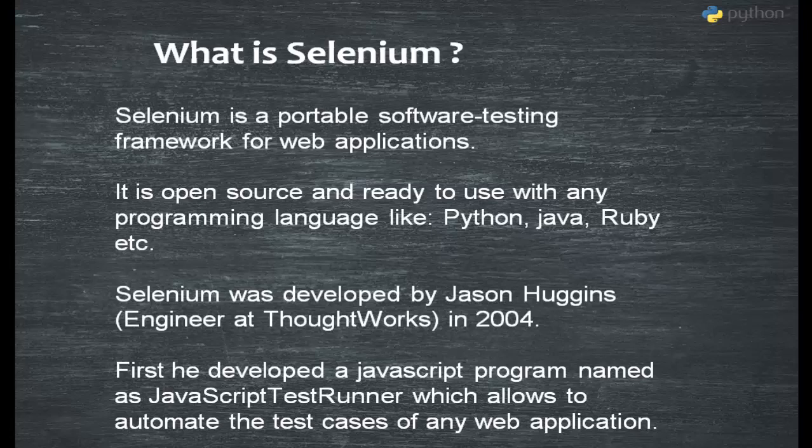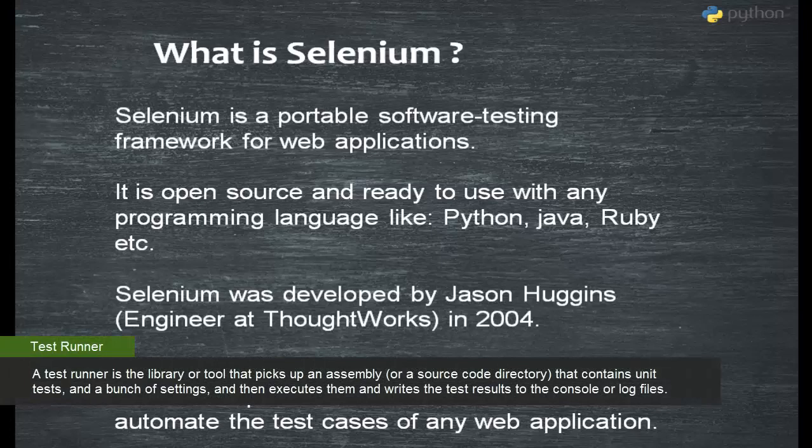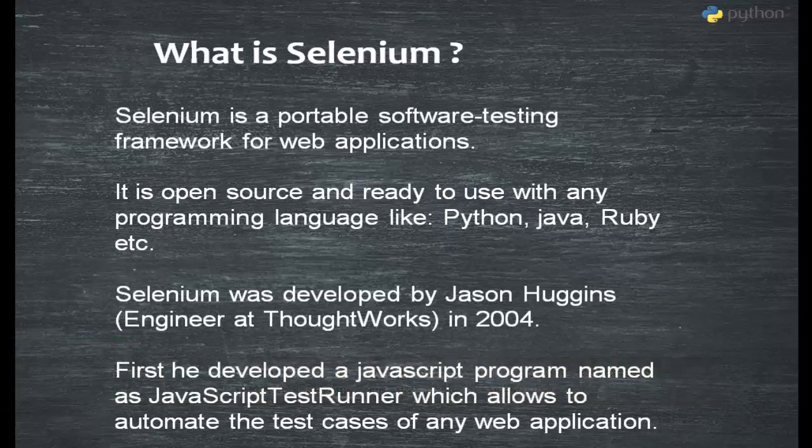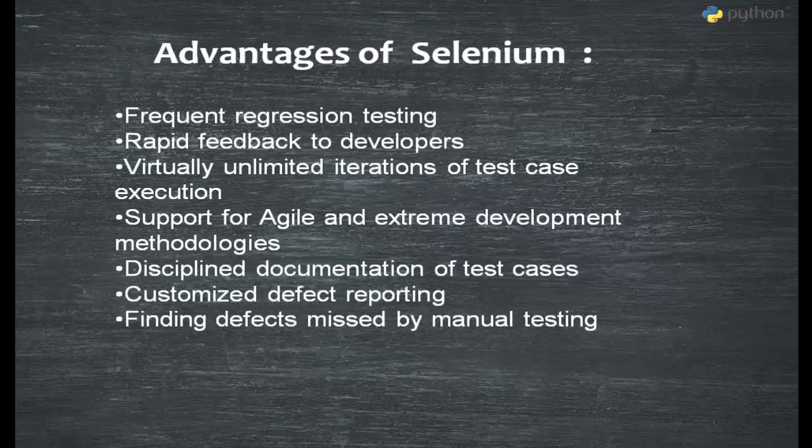Here I will tell you some history of Selenium. Selenium was developed by Jason Huggins, an engineer at ThoughtWorks, in 2004. First he developed a JavaScript program named JavaScript Test Runner. So the first name of Selenium was JavaScript Test Runner. It is a program written in JavaScript, which allows you to automate the test cases of any web application.